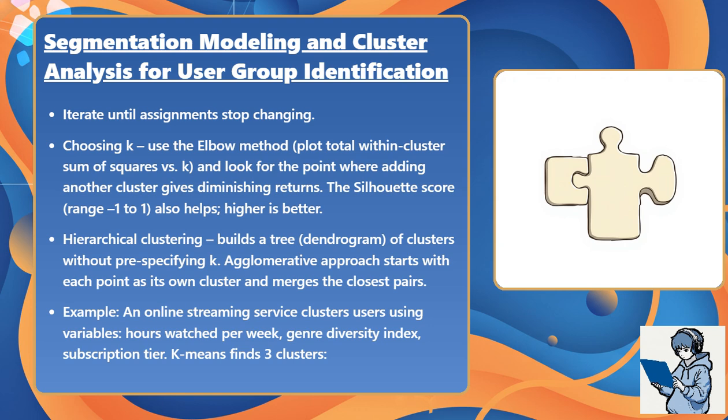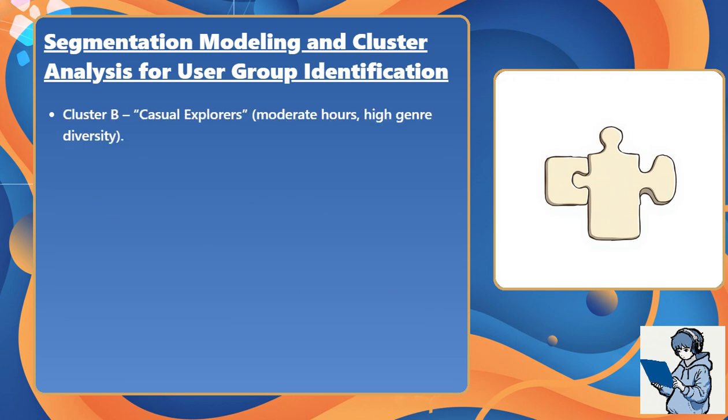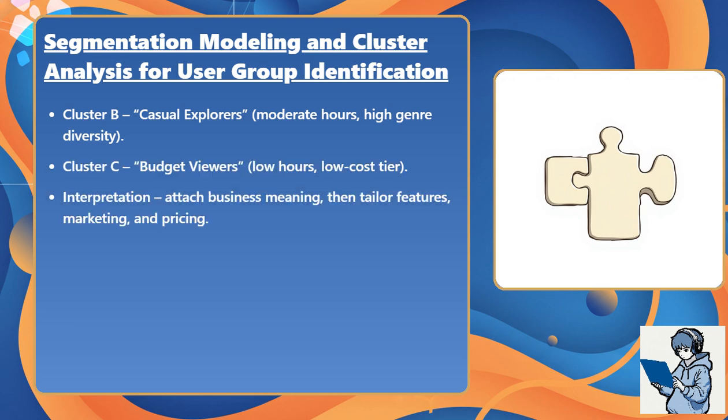Example: an online streaming service clusters users using variables: hours watched per week, genre diversity index, subscription tier. K-means finds 3 clusters. Cluster A, binge watchers: high hours, low genre diversity. Cluster B, casual explorers: moderate hours, high genre diversity. Cluster C, budget viewers: low hours, low cost tier.